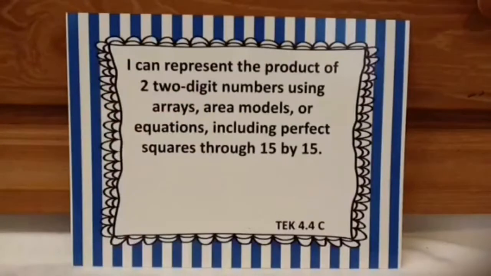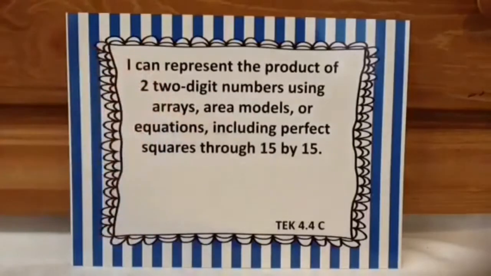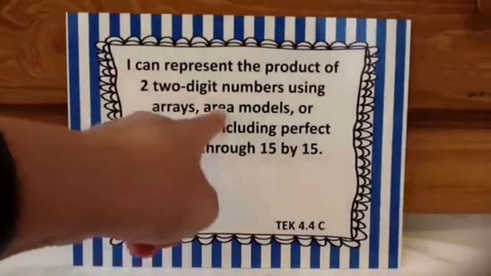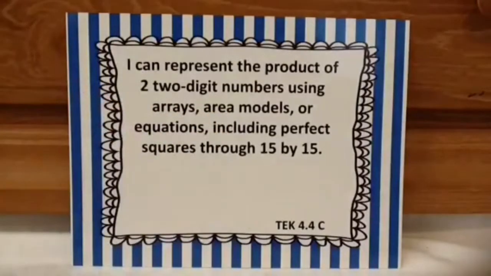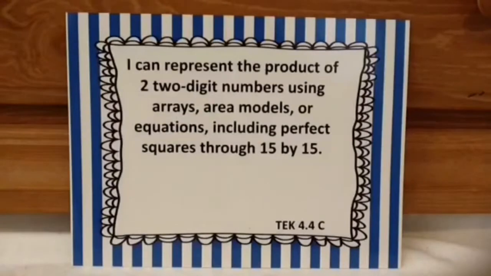So like 10 times 10, 11 times 11, 12 times 12, using arrays, which are the rows and the columns, area models, which is very similar to that, or equations, including perfect squares through 15 by 15. I will explain in detail what a perfect square is in this video, and I'm also going to show you how to find factors in order to understand what a perfect square is.